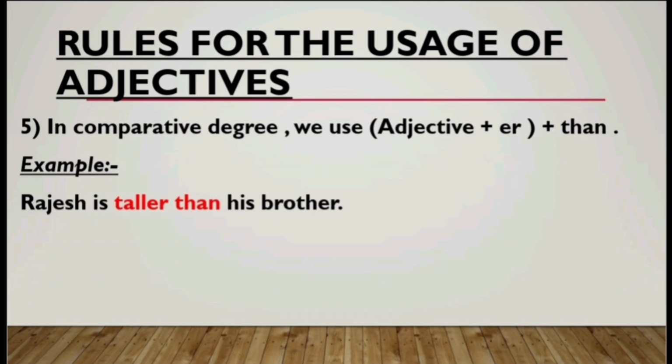The fifth and the last rule for today is in comparative degree we use adjective plus er plus than. When you use a comparative degree, how will you form it? You place that particular adjective, then add er, and then after that you add than, which stands for comparison. Have a look at this example here. Rajesh is taller than his brother. Comparing two nouns, right? Comparative degree, using an adjective, adding er, and after er you are adding than.